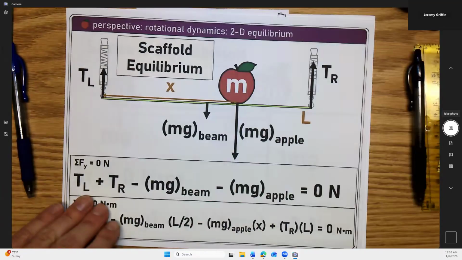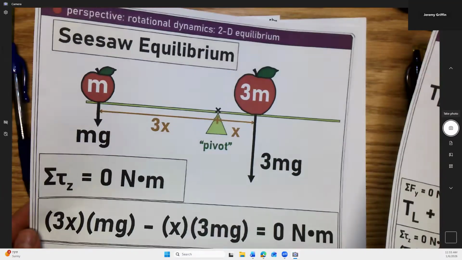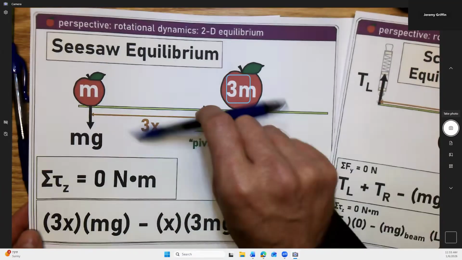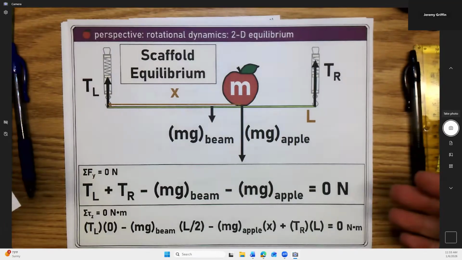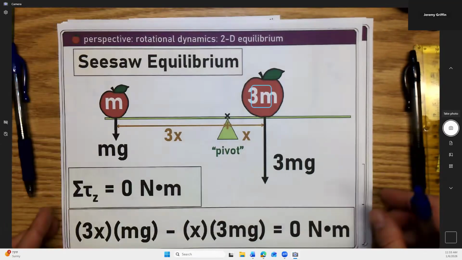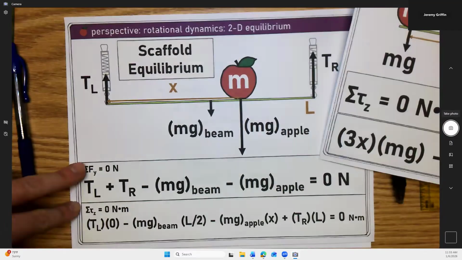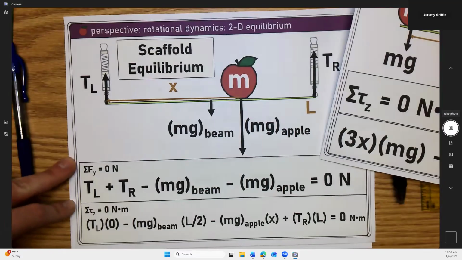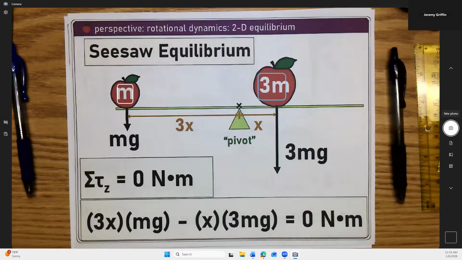The lab I'm having you guys do today is going to be in 2 halves. There's going to be a seesaw half like this, and then there's going to be a scaffold half. I'll show you guys both of these, what I'm looking for. Now, for both of these, the guiding principle is that the torque goes to 0. The forces also go to 0. Isn't that your 2 conditions for equilibrium? I have both of them right here: the forces go to 0, and the torque goes to 0. So let's start with the seesaw.